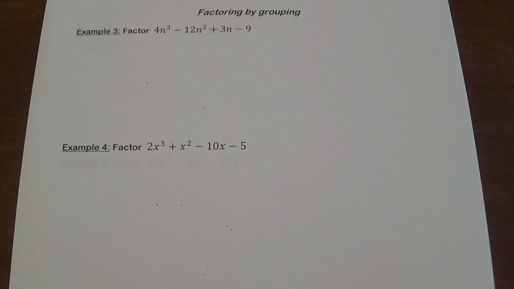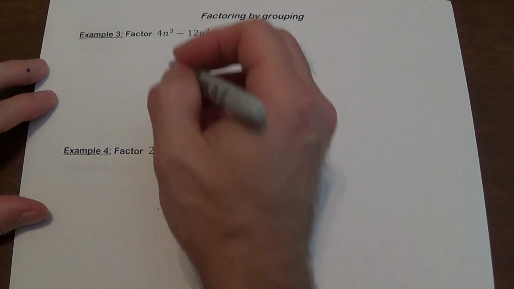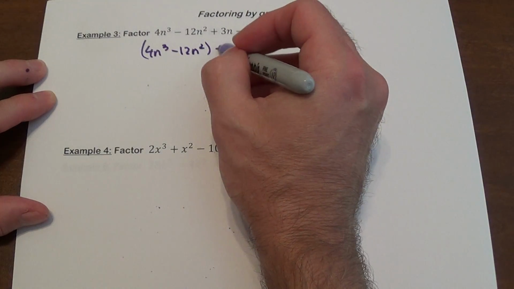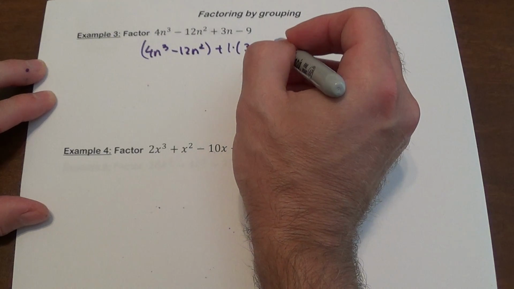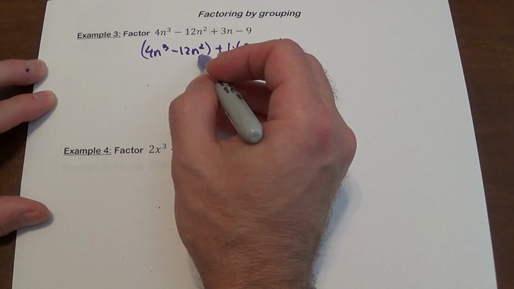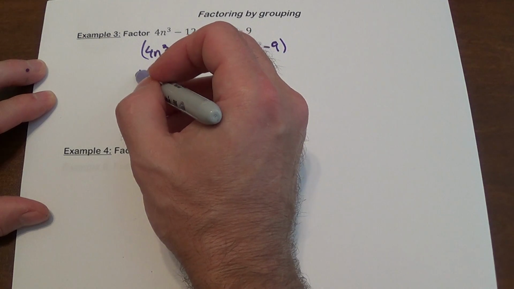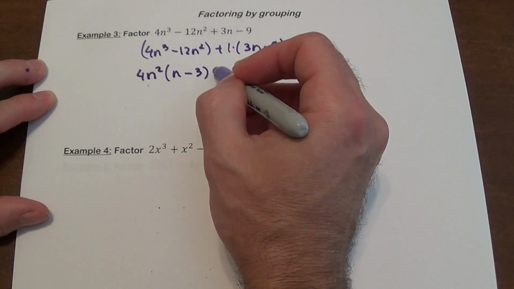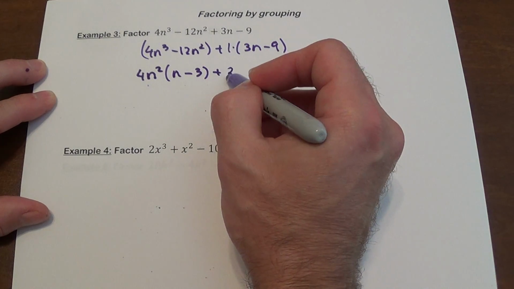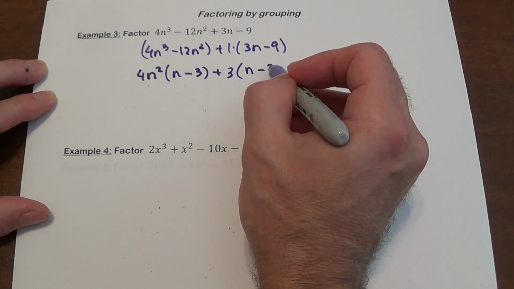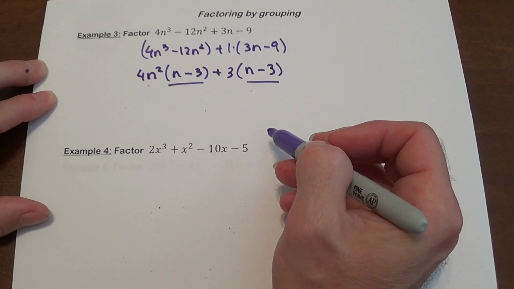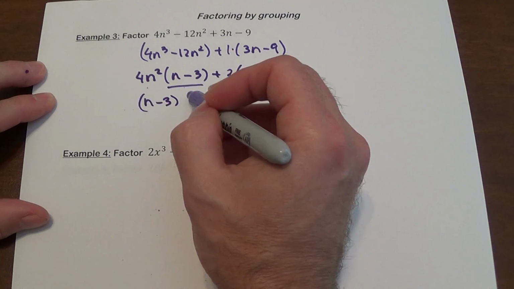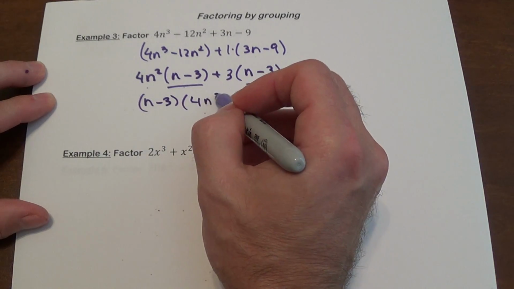Alright, moving on. This here. So we got 4n cubed minus 12n squared, group them together, plus 1, group these 2 together. 4n cubed minus 12n squared, we can factor out 4n squared. That's going to leave you with n minus 3. Plus, here we can factor out 3. It's going to leave you with n minus 3. Again, we have the same thing. So we can factor it out. So we take out n minus 3. We're going to be left with 4n squared plus 3.